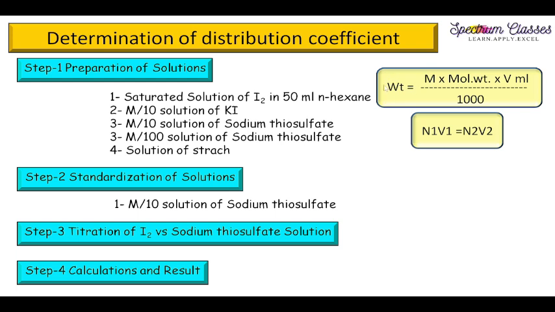So the weight which comes from this equation, you dissolve that in the V volume, whatever you have chosen over here. So this is how you can prepare the solutions. Secondly, once we prepared M by 10 sodium thiosulfate solution, from this we are going to prepare M by 100 solution of sodium thiosulfate. For that purpose, we are going to use M1V1 is equal to M2V2 equation.